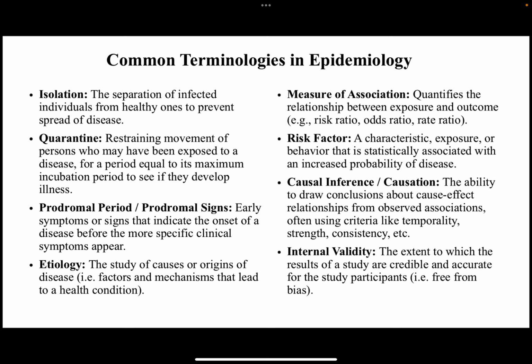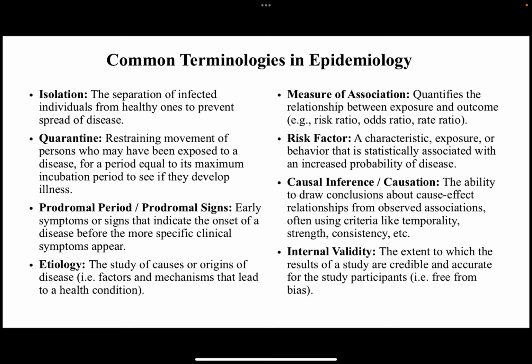Another example, an odds ratio showing that unsafe water is strongly associated with cholera infections. Is that okay? Good. Then we have risk factor. Risk factor simply means anything that increases the likelihood of the occurrence of a disease. Anything at all that increases the likelihood of a disease.